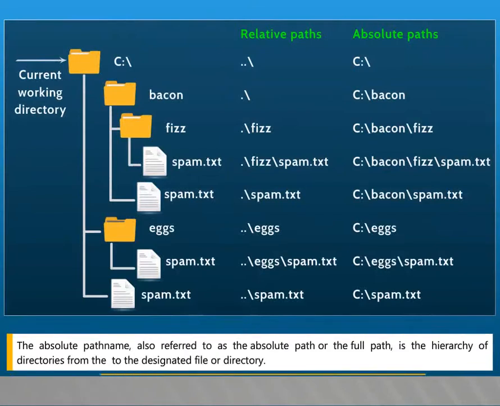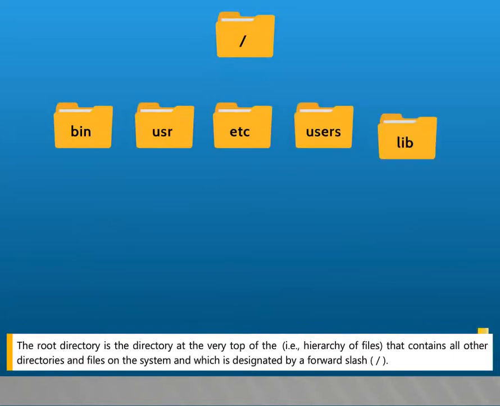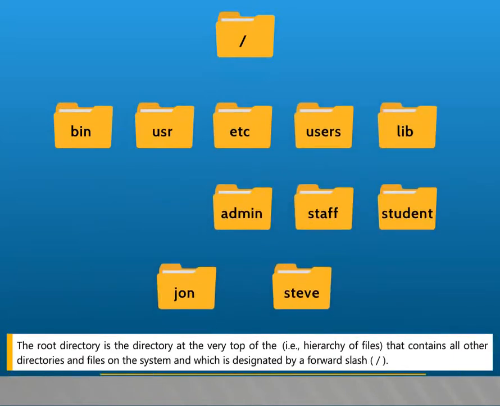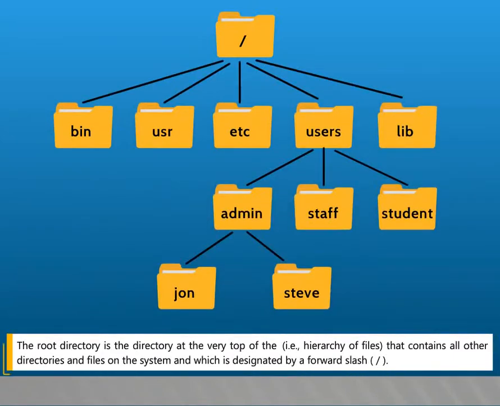The absolute path name, also referred to as the absolute path or the full path, is the hierarchy of directories from the root directory to the designated file or directory. The root directory is the directory at the very top of the file system, that is the hierarchy of files that contains all other directories and files on the system and which is designated by a /.